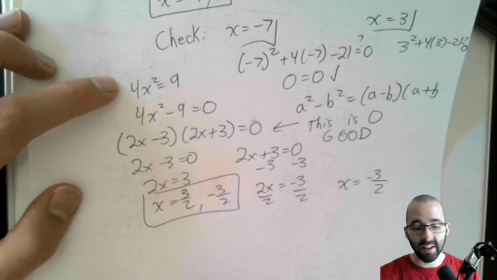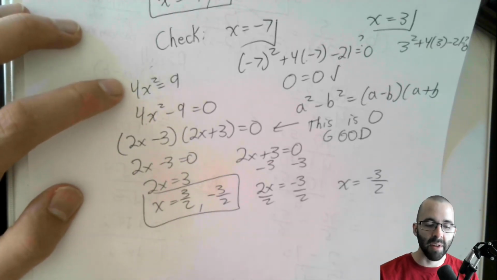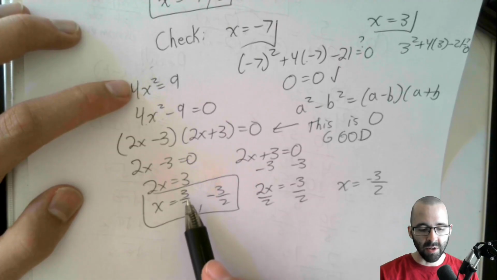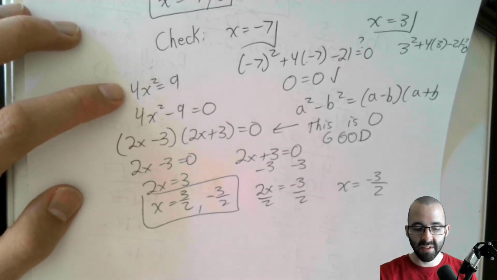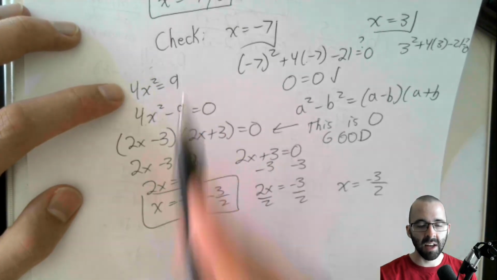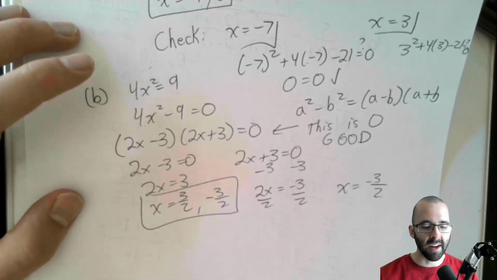Check your answer with the calculator here as well. Just make sure to include parentheses around this. You check this with a calculator. Make sure that 4 times parenthesis, negative 3 halves, end parenthesis, squared is 9, and it will be.